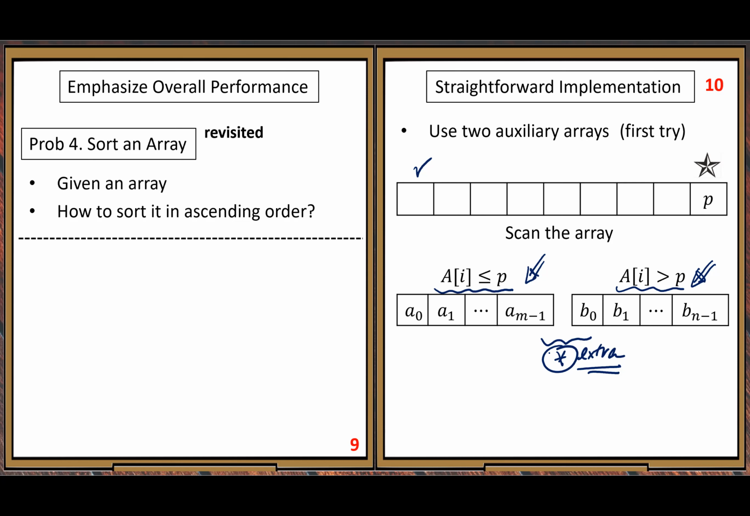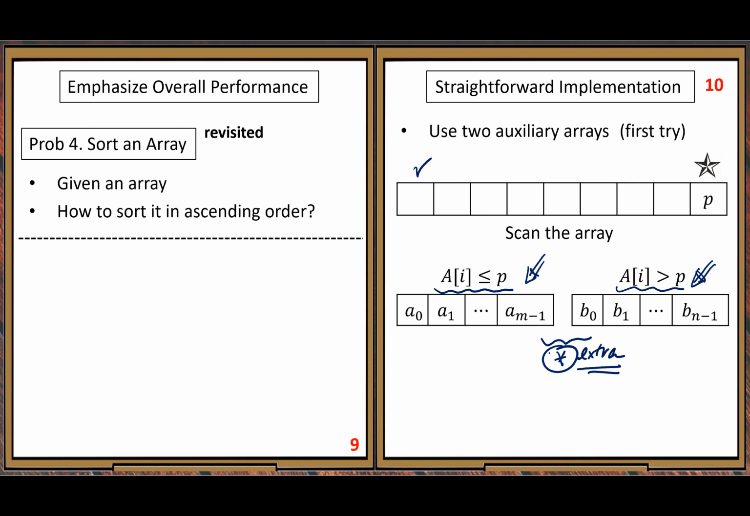If we just use 1, 2, 3, a small number of extra locations to store temporary variables, that's fine. That's a small amount of extra space. We can take it. But here, we need to pay too much cost for the extra space. That's not a good solution, so we should avoid it. So in our next step, we need to improve.